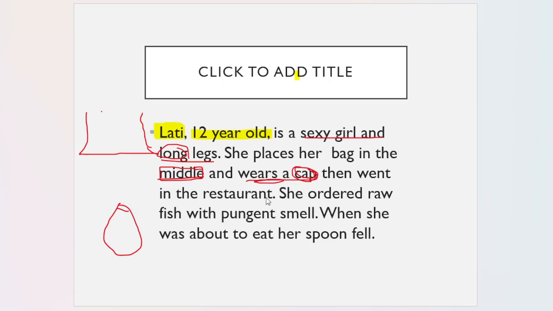Okay, and then went into the restaurant. She ordered raw fish, okay, with a pungent smell. Ito, raw fish. Okay, so that is the mode of infection. Consuming, eating undercooked or raw fish. Bakit kaya pungent smell? Plerocercoid larva ang kanyang infective stage. When she was about to eat, her spoon fell. Yung spoon, I am referring sa scolex. Yung scolex niya. Kasi nga, para siyang spoon shape or spatulate.